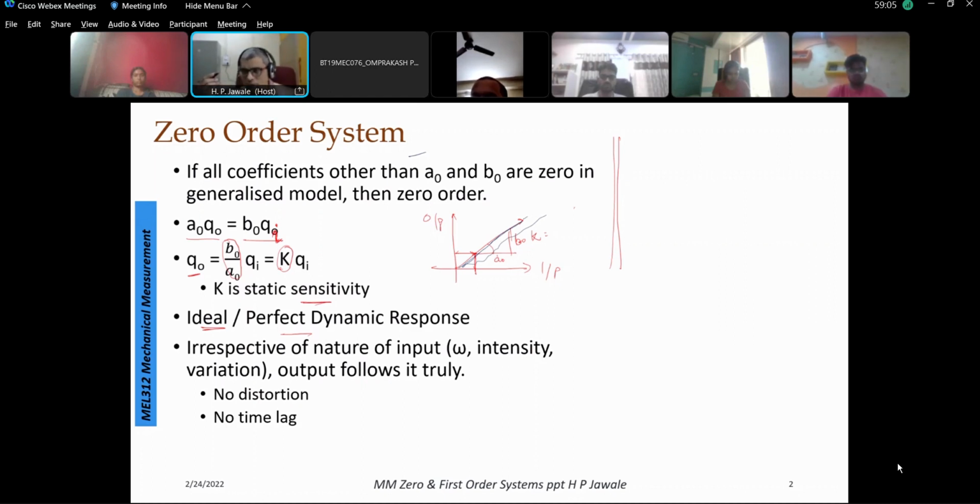There will be little delay, little bias, which we have already quantified in terms of the static characteristics of the system. Then there will be no lag. The important properties we see: there will be no dynamic error, fidelity will be optimized, 100% fidelity. There is no delay, no time lag, no phase difference, no distortion. That is why we call this the ideal or perfect dynamic response if a zero order system is there.